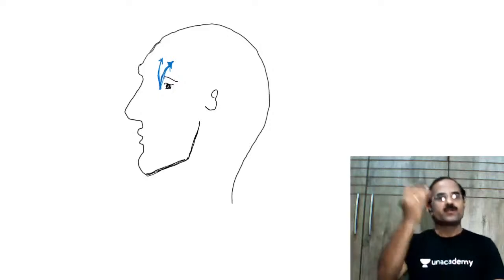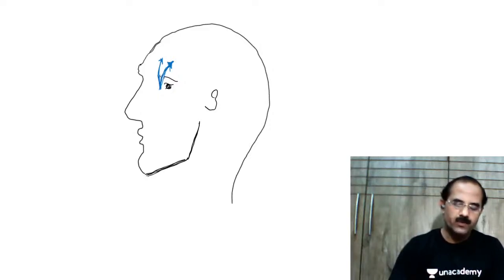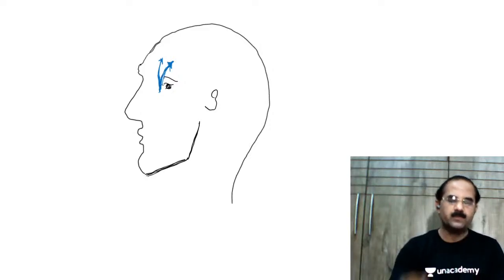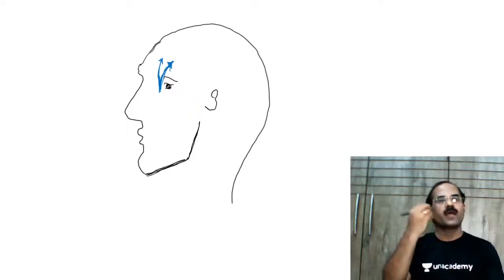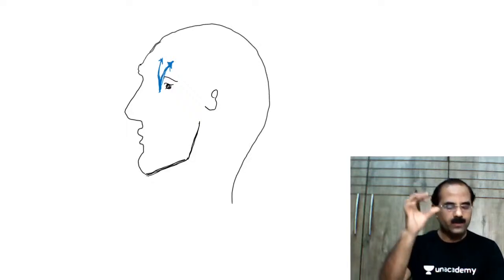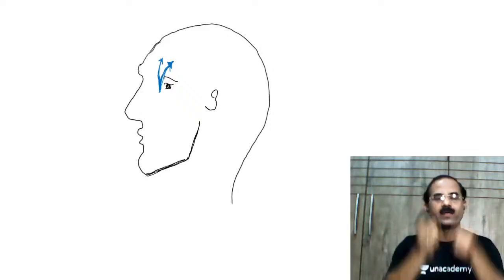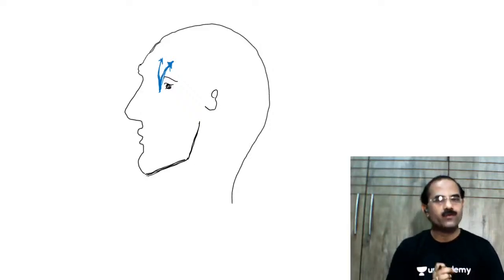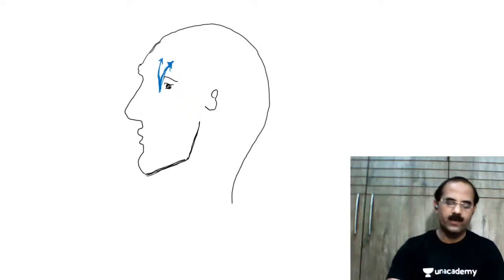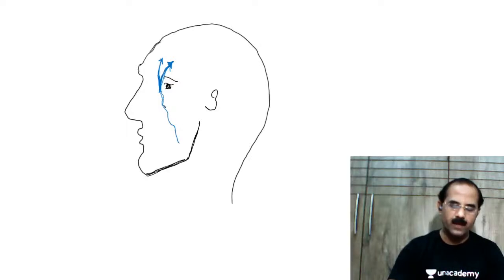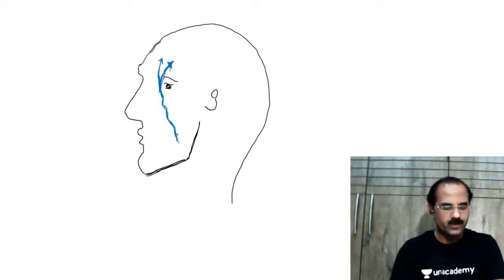Supraorbital and supratrochlear veins join to form a vein at the medial angle of the eye. Since it is at the angle of the eye, it is known as the angular vein. This angular vein now continues down as the same one, and this is what we call the facial vein. So this now becomes the facial vein.